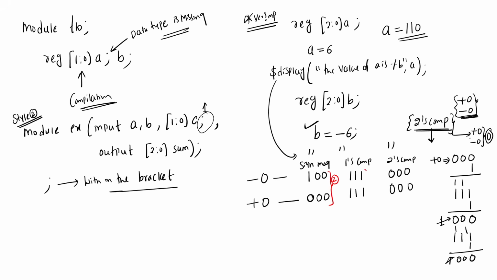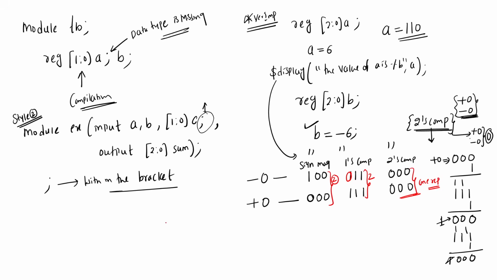In one's complement also, there are two representations. For minus 0, one's complement is 0 1 1 you will get, and for 1 1 1 you will get as well. Okay, two representations are there. But in two's complement, you have only one representation. Got it, sir.